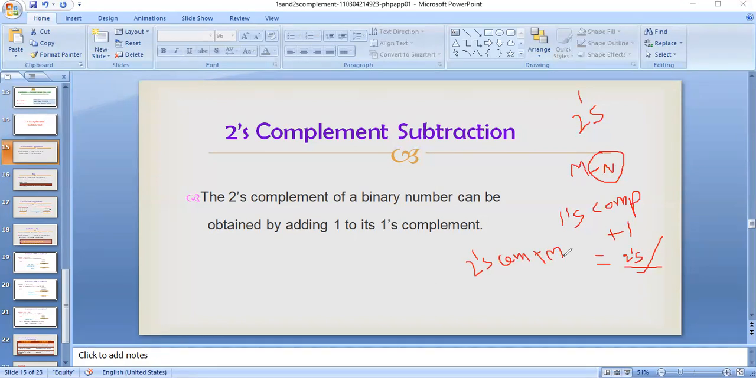In this procedure also, we have two conditions: the m greater than n condition and the m less than n condition. In a similar way, if there is an end carry in the result, that is obviously the m greater than n condition. What do we have to do in the two's complement procedure? We have to ignore that end carry, just discard that end carry.